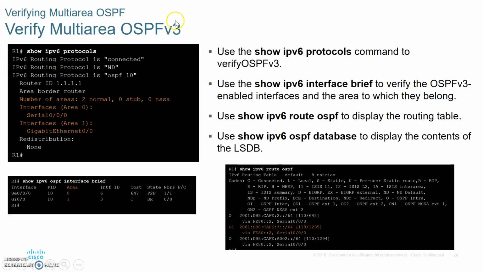For OSPF version 3, the commands are the same. Just remember to replace ip with ipv6, and the output of the commands are similar, showing the different areas for the routers.